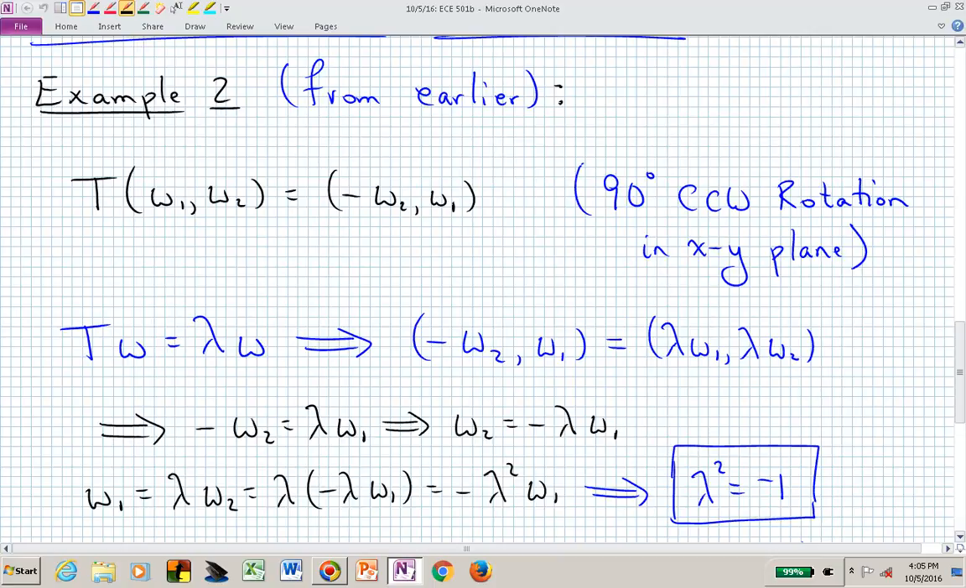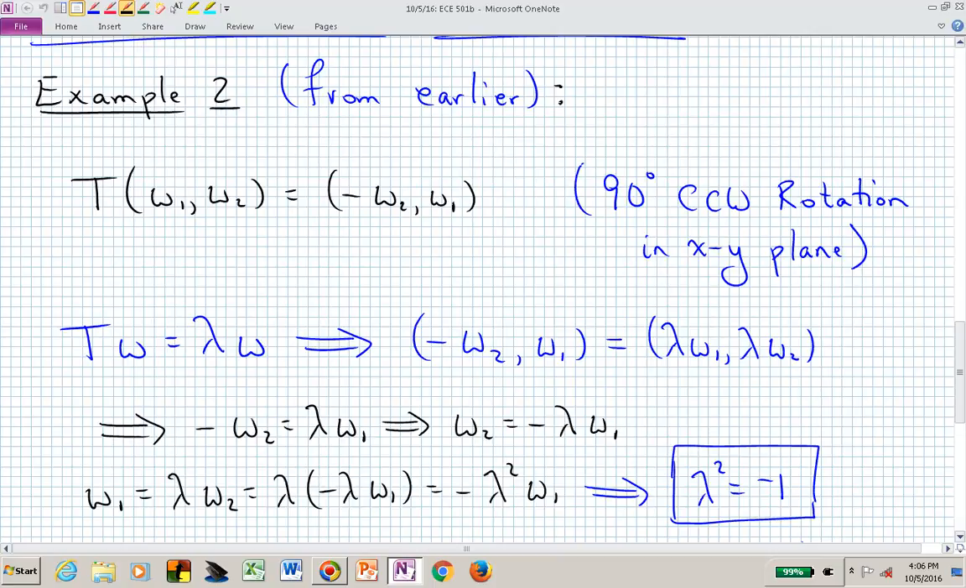Which then says, if we try to determine the eigenvalues associated with this linear operator, we would be saying that the output of that operator, which is (−w2, w1), needs to equal a scaled version of the original vector, which was (w1, w2). And I've just rewritten that in the middle of the screen in that blue equation. Once we have that relationship, we can look at the 2 different coordinates.